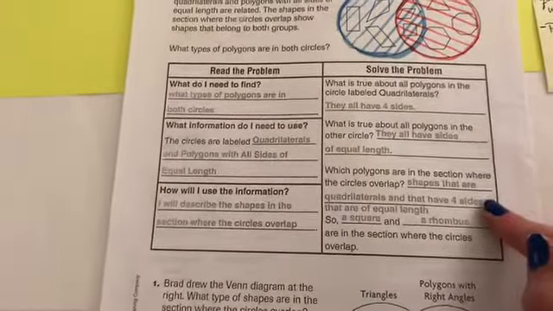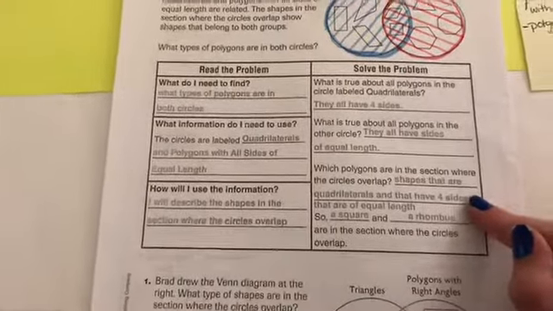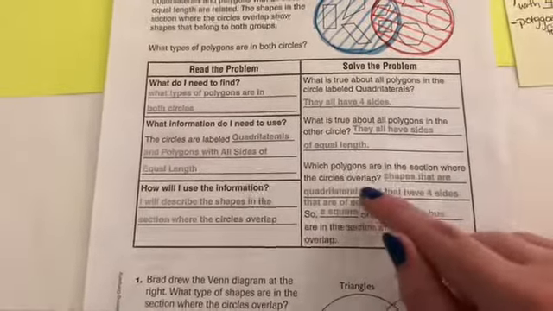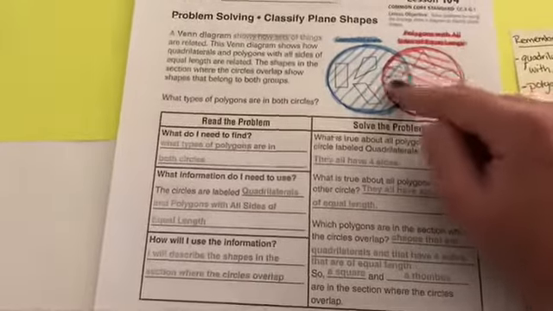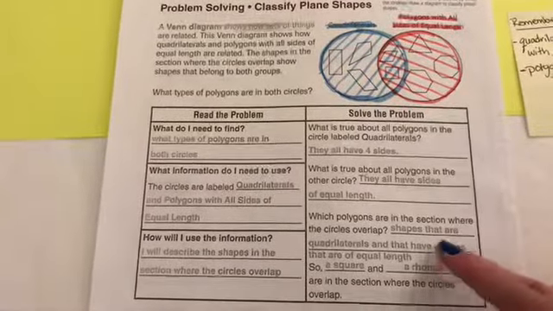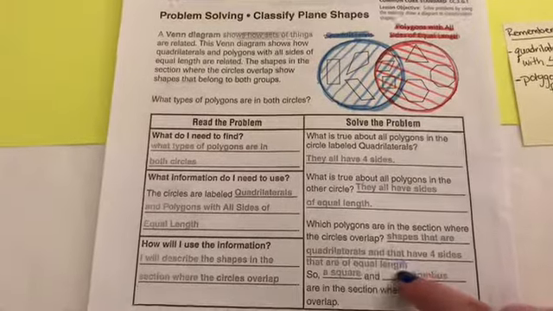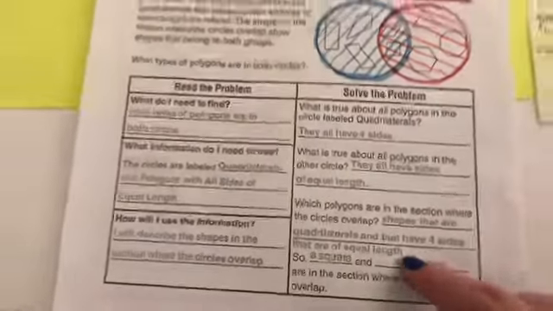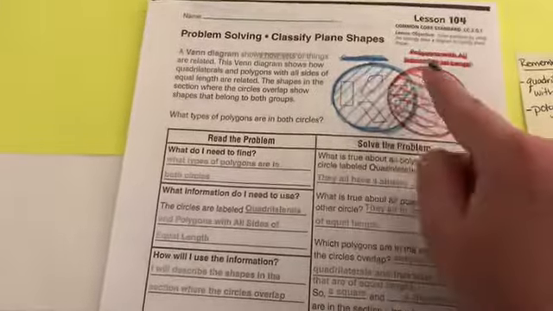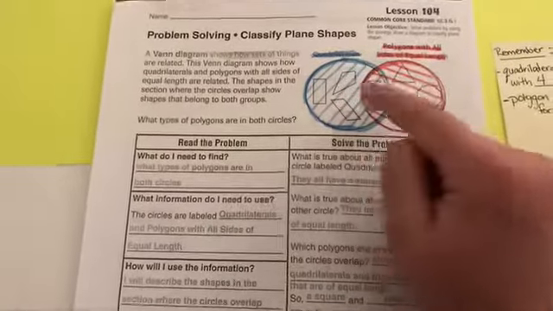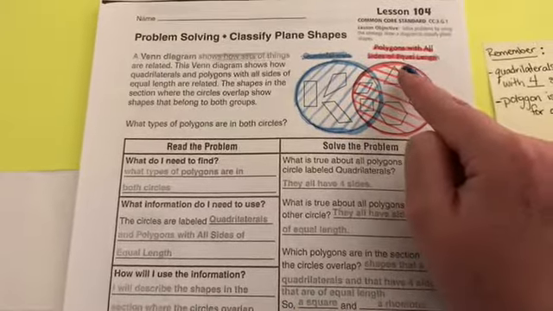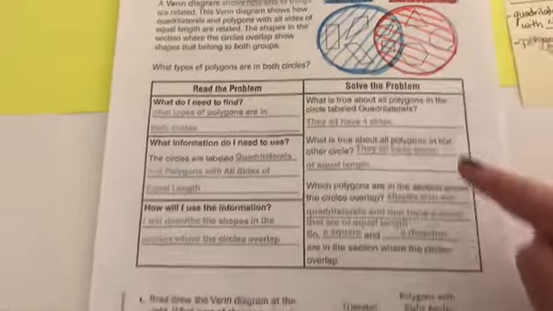Let's look at our next question. Which polygons are in the section where the circles overlap? Well, what do they need to fit in both sides? They need to be quadrilaterals and they need to have 4 sides that are equal length, right? They kind of squeeze in down at the bottom so that they have to meet both criteria. They have to be quadrilaterals and polygons with all sides of equal length.